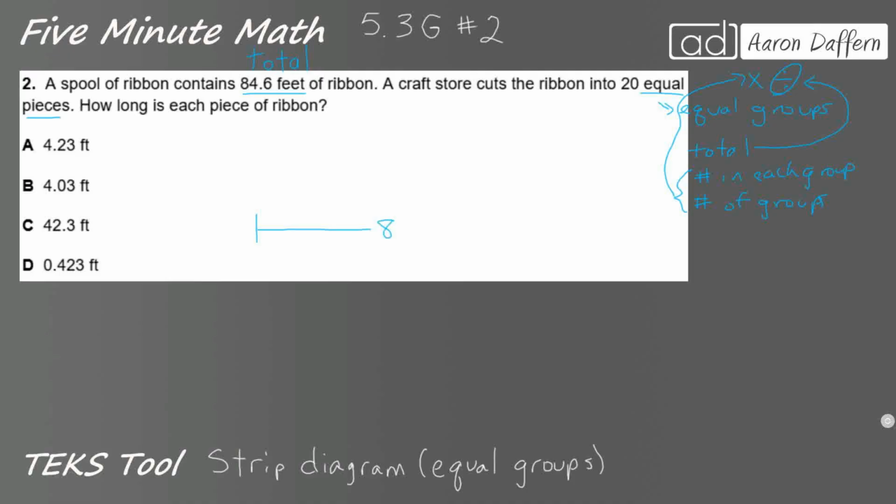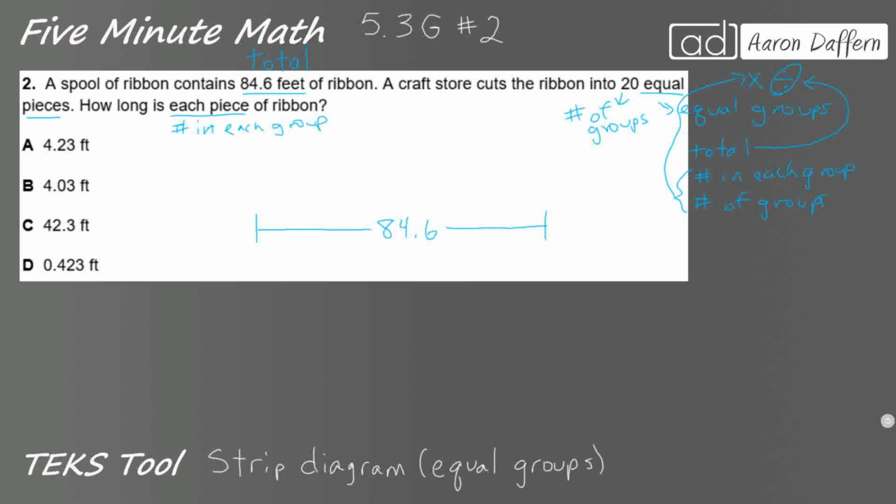I can say 84.6 is going to be my total. And then we're going to cut it into 20 equal pieces. All right, so each of these pieces, those are going to be the groups. How many groups do we have? Well, we've got 20 pieces, and each piece is a group, so 20 groups. And how long is each piece? Each piece, so that lets us know we're looking for the number in each group. In this case, it's the length, the number in each group.